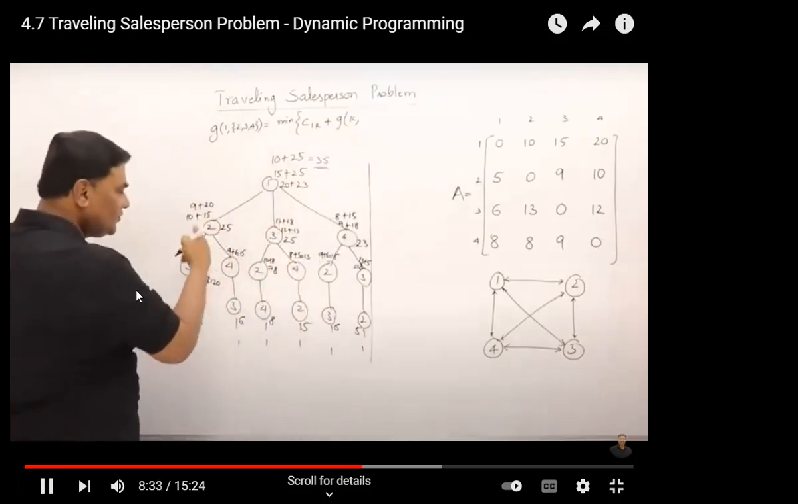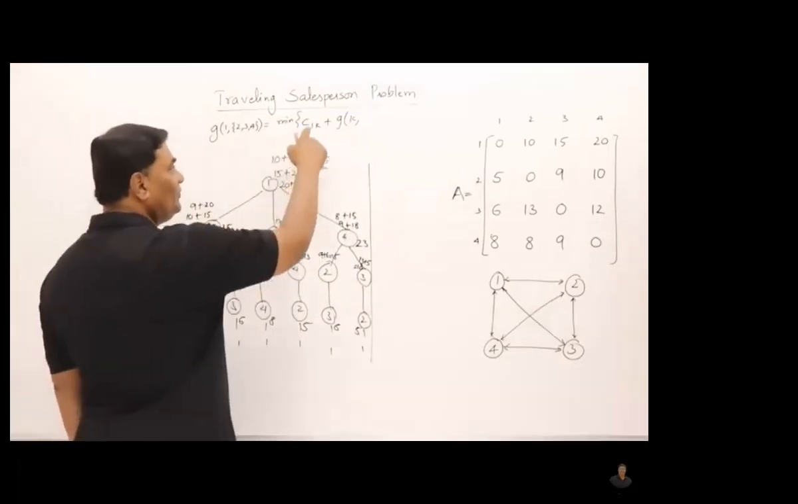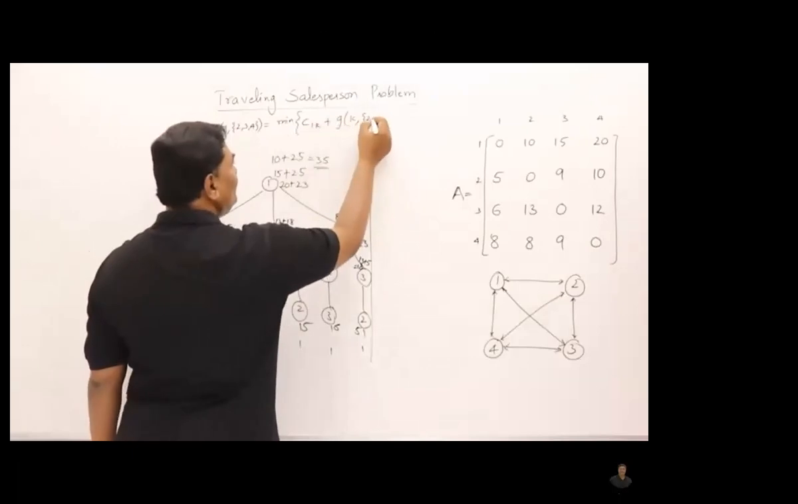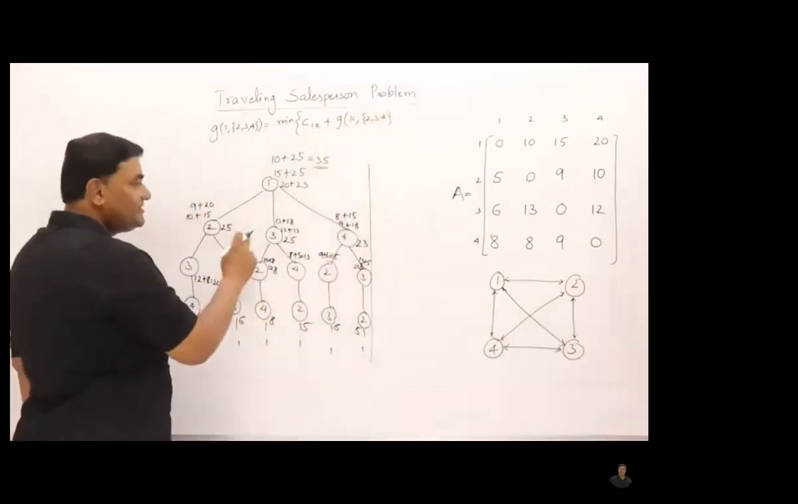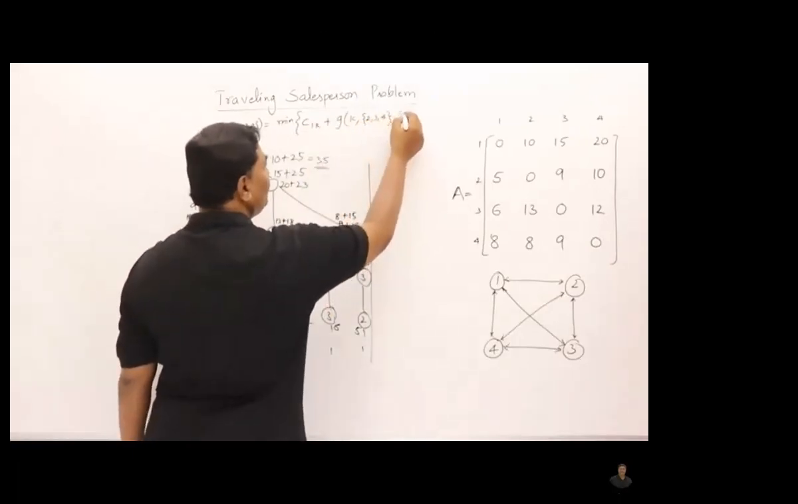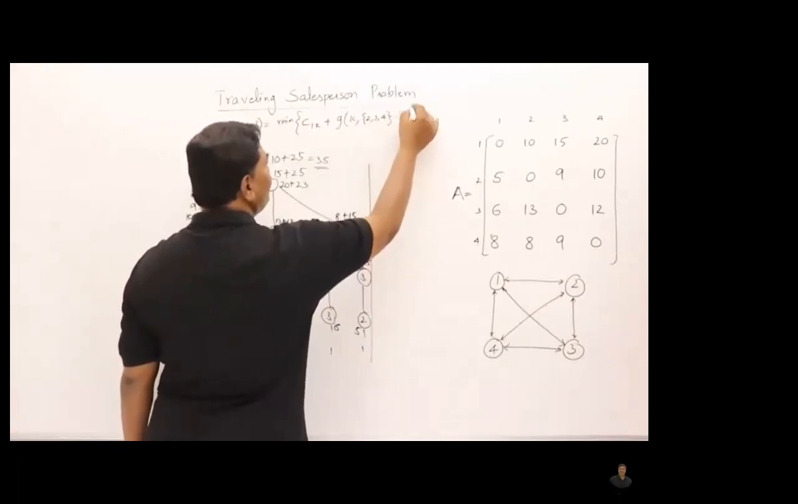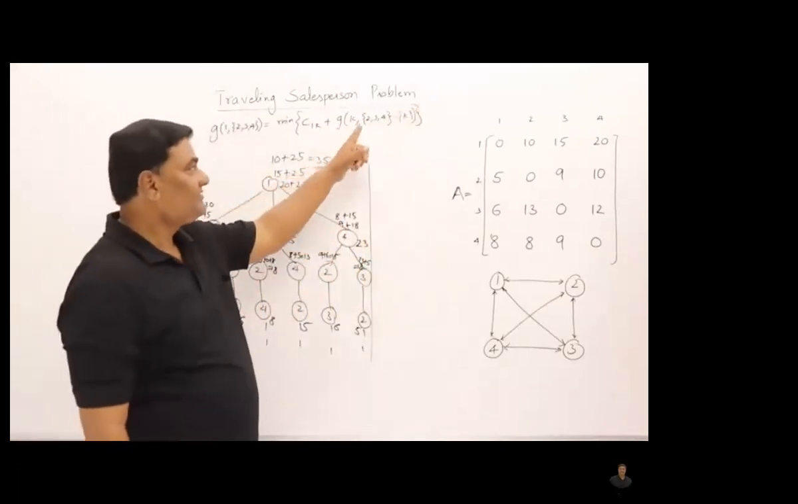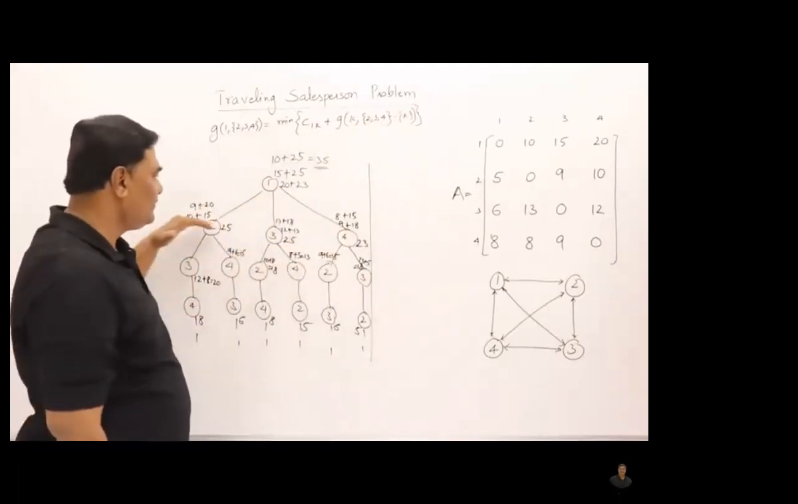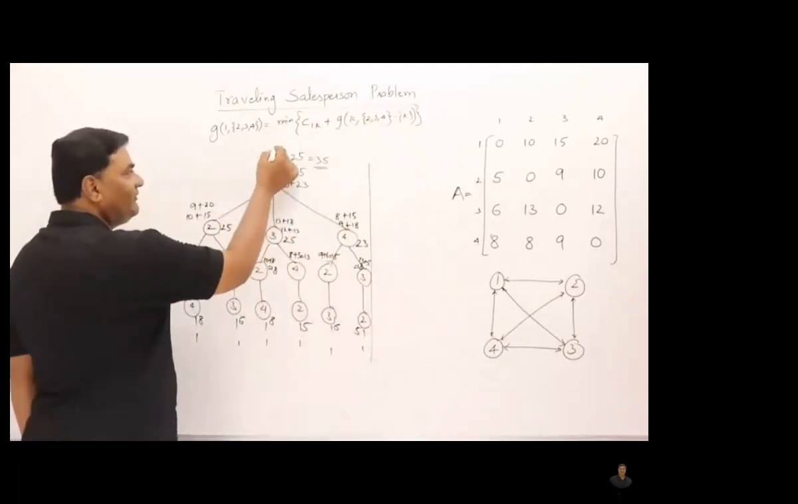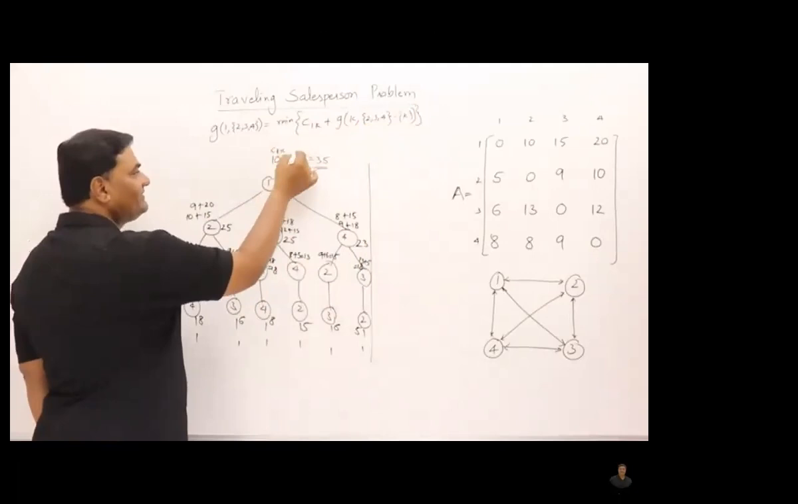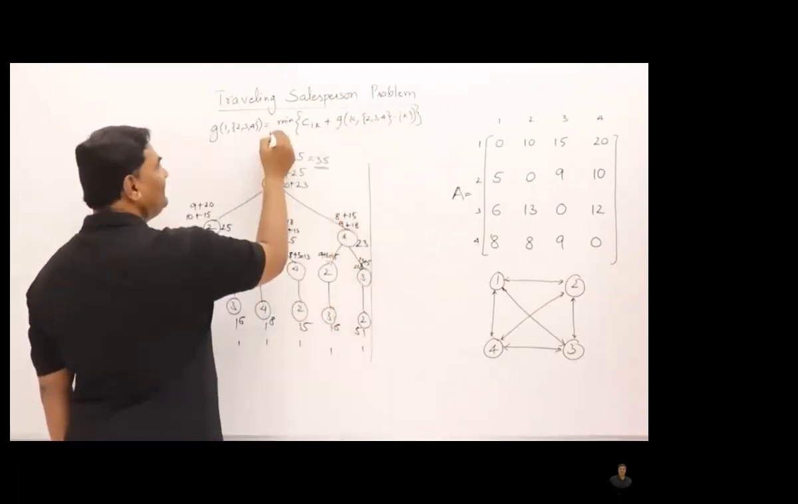See, 1 to 2, then k, 2 to remaining. If 1 to 3, then 3 to remaining. So 1 to k, k to remaining. Remaining is 2, 3, 4 with the vertices. Out of this, whichever one I have taken, I should subtract that one. So I should try for all the k values: the vertex as 2 also, 3 also, 4 also. Out of this, whichever is giving the minimum, that I have taken. So this is C of 1 comma k, and this is the cost of remaining, where k takes the values belonging to 2, 3 and 4.